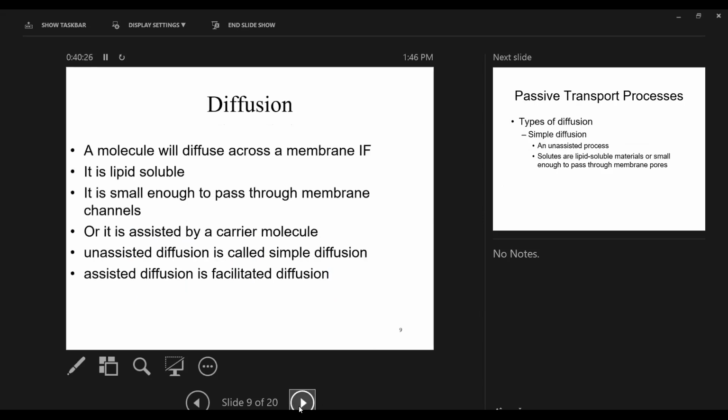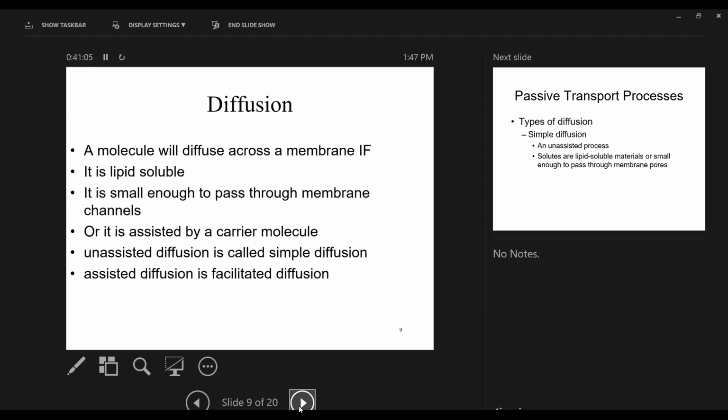Now, diffusion works across a membrane if the substance is lipid soluble. Will it dissolve in fat? Diffusion works that way. Diffusion works if there are already channels available in the cell membrane. Water moves into cells because there are special channels just for water. Or is there a specialized carrier molecule? Glucose requires a special carrier to get in.